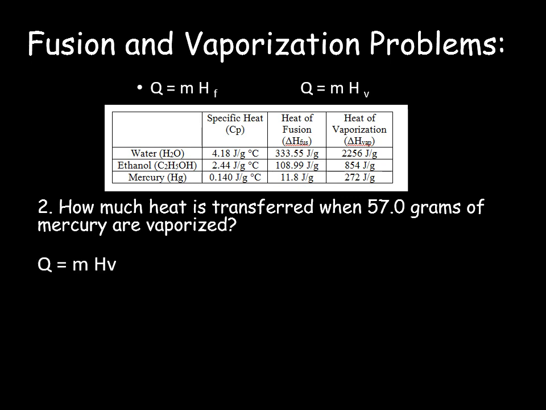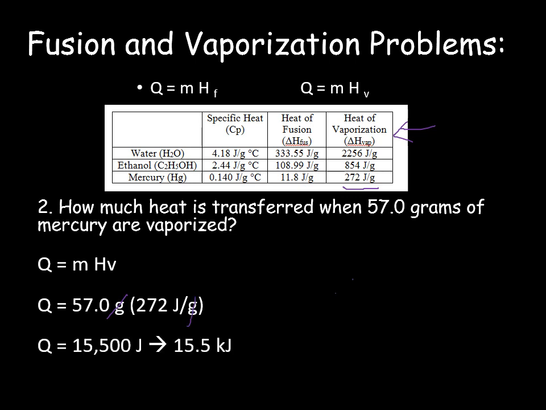Okay, and we're back. Again, we're using this Q equals mHv. In this case, we're using Hv because we are asked to vaporize something and we're being asked for mercury. So I'm going to use that 272 joules per gram. So 57 grams times 272 joules per gram. Again, grams will cancel. And we plug that into our calculator. And we get a big number, 15,500 joules.